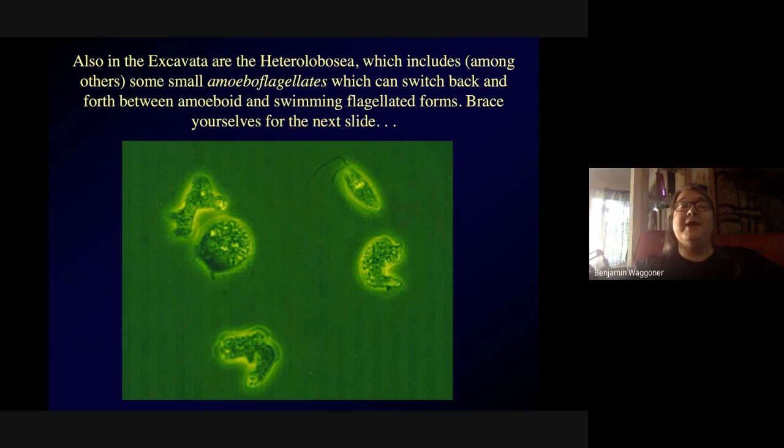And in the lab, you could actually make them do this. You could grow the amoebas on an agar plate, and all you had to do to make them transform was flood the agar plate with some distilled water, and within a couple of hours, boing, the amoebas would turn into flagellates and start swimming around.